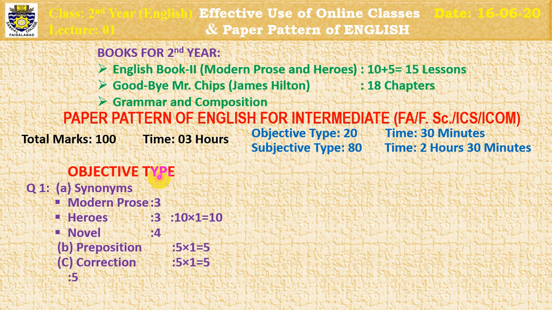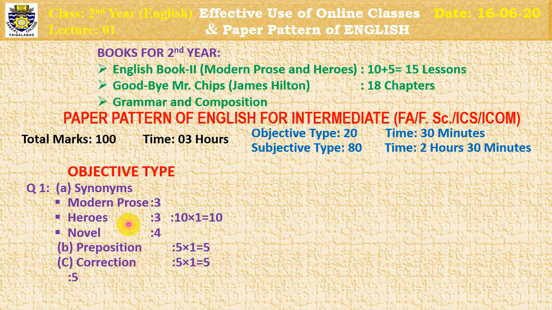First of all, objective type. Question number 1 has 3 parts, A, B and C. Part A, synonyms. There are 10 synonyms. 3 synonyms are selected from modern prose, 3 synonyms are selected from heroes, and 4 synonyms are selected from novel. One sentence will be written and one word in each sentence will be underlined, and there are 4 options: alpha, beta, Charlie and delta, and you are to select the suitable synonym to the word.